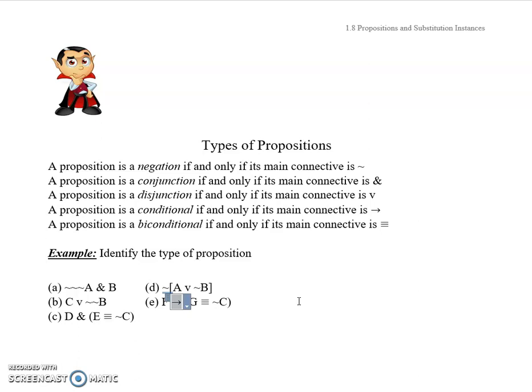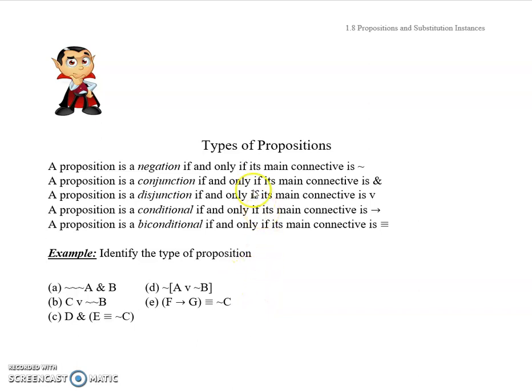So that's really easy. And just to make sure we do an example of each one for you, if I had something like this, then the main connective of this proposition would be the tribar, and therefore it would be classified as of the type biconditional. Okay, that's a biconditional.